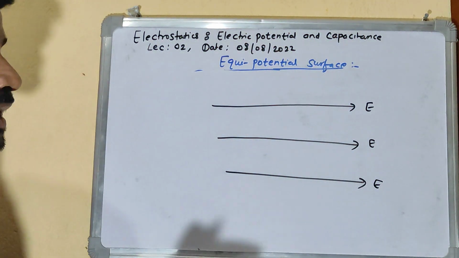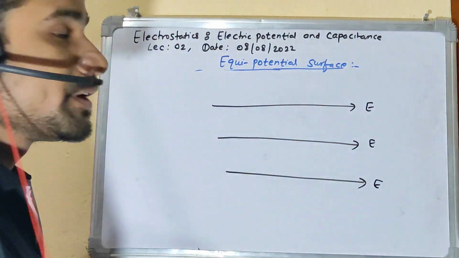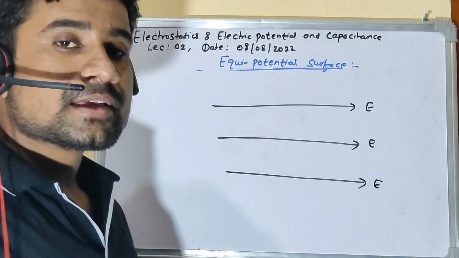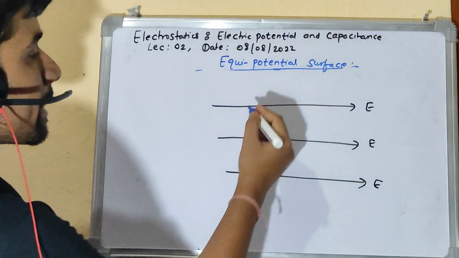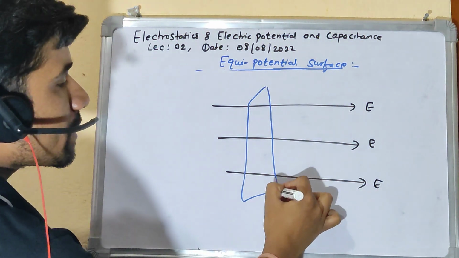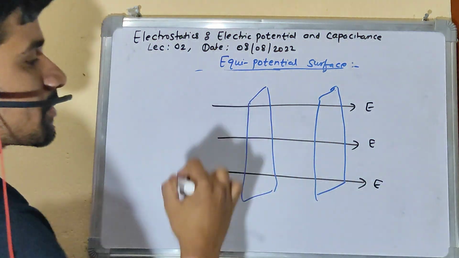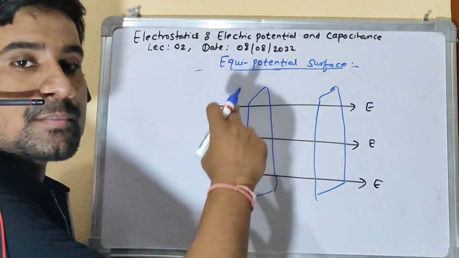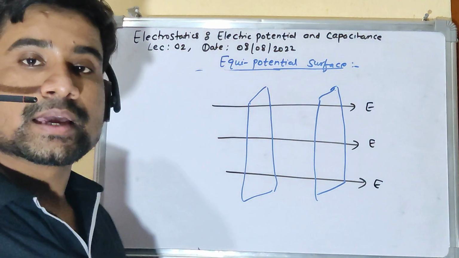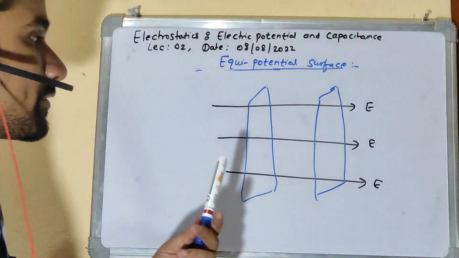Now, if I need to draw equipotential surfaces for these field lines, what will they look like? They will look like these square sheets. We just discussed the electric field is perpendicular to the equipotential surface. So these square planar sheets will be the equipotential surfaces for this uniform electric field. You can understand it by definition.